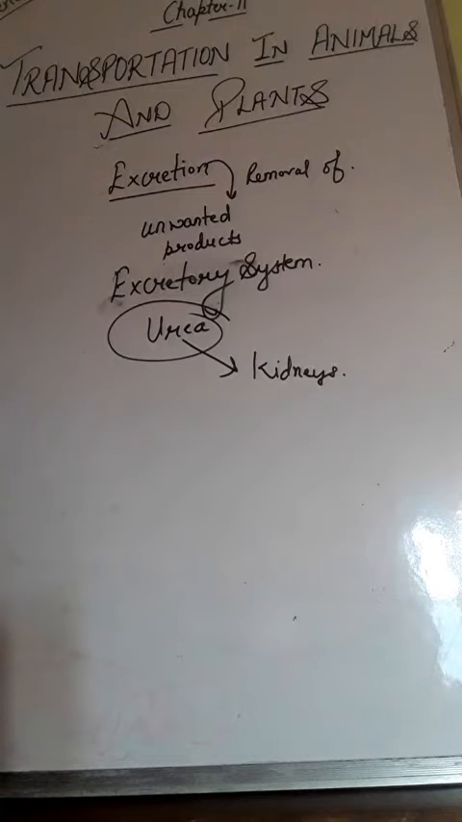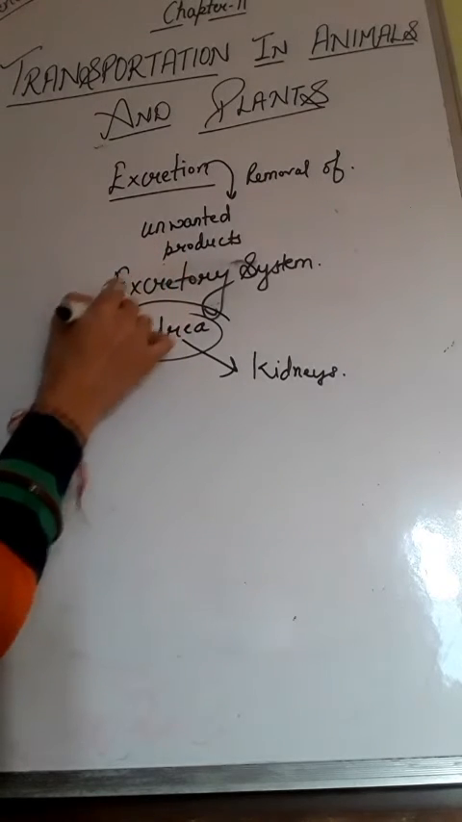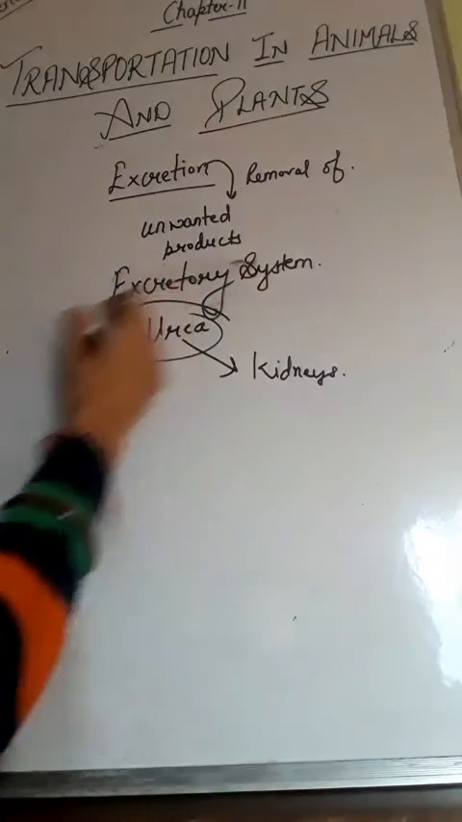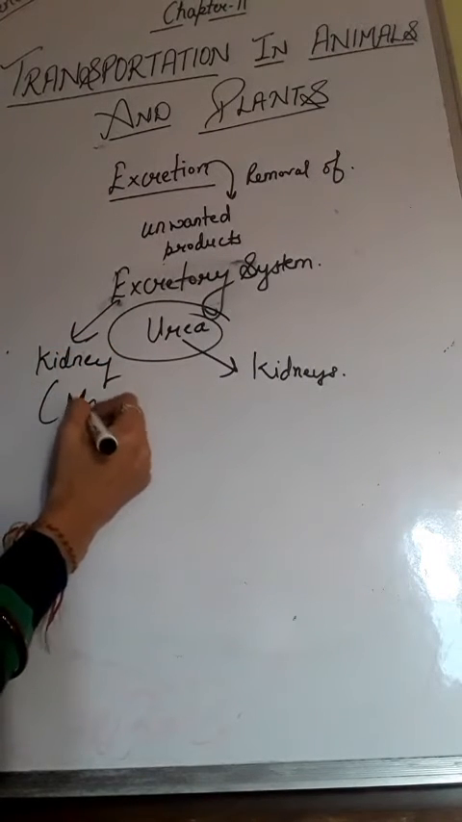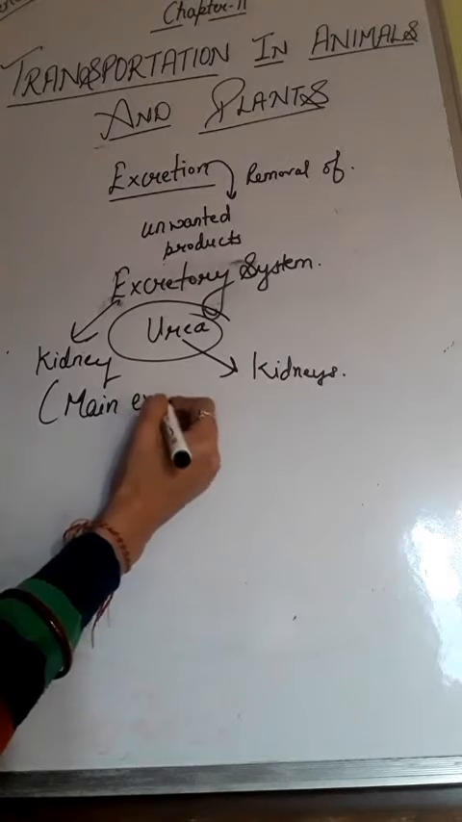Therefore the kidney is the main excretory organ. Main excretory organ is your kidney.